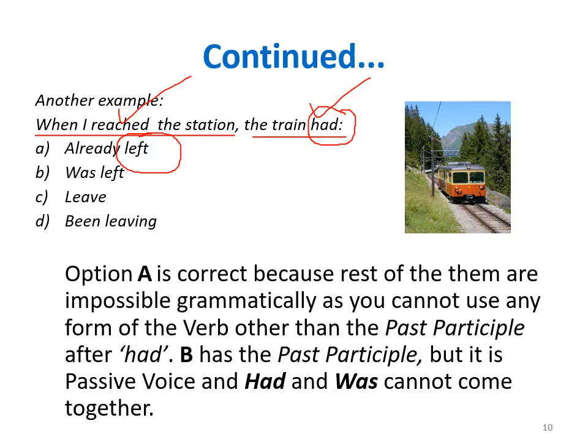Rest of them do not fit, because after had you cannot use was, after had you cannot use leave, after had you can use been, but we have to look at this thing as well. So the train had been leaving. If it is on its own, the train had been leaving, fine, but we are not doing it on its own. We are doing it with the simple past tense. So option A is the correct option.